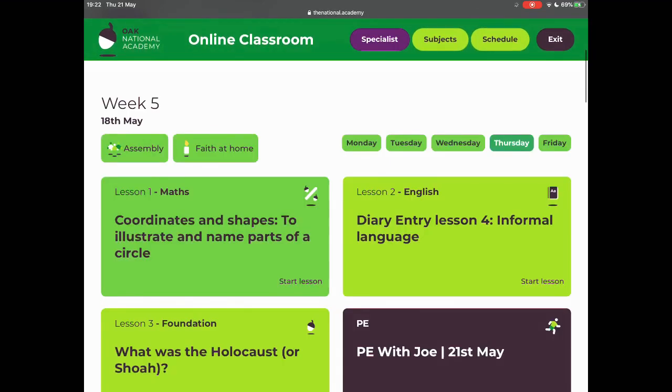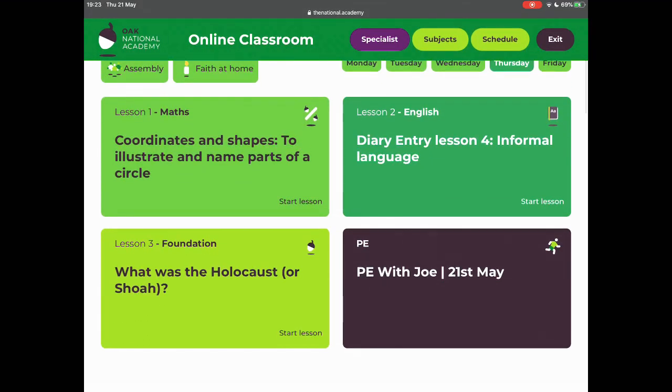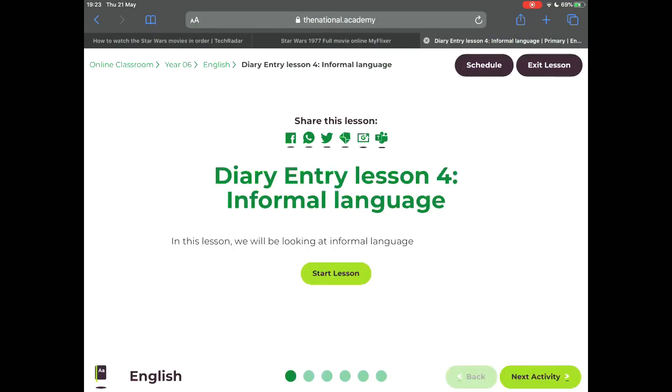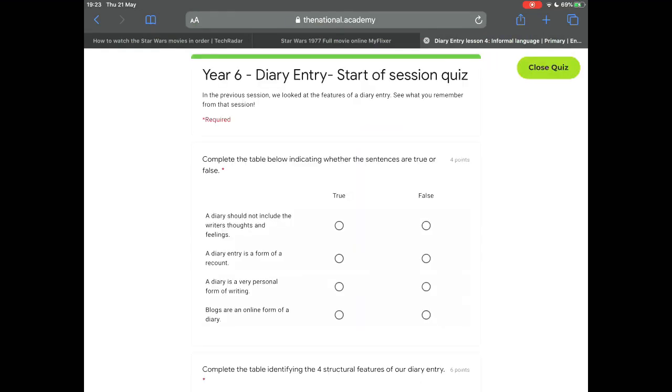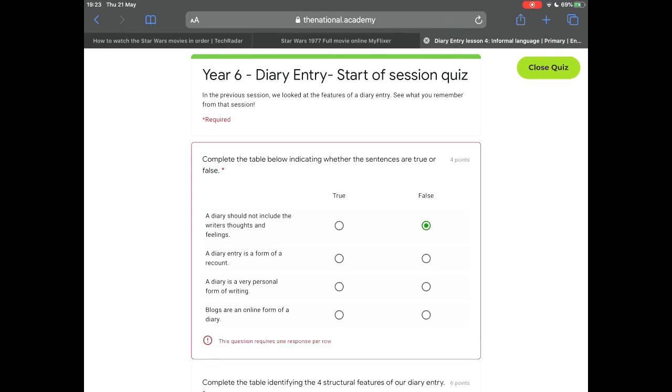After you've done this, you'd have Lesson 2, English, Diary Entry, Lesson 4, Informal Language. In this lesson, you're going to look at informal language. So first, you have an introductory quiz here. So complete the table below, indicating whether the sentences are true or false. A diary entry should not include the writer's thoughts and feelings. That's false. A diary entry is a form of recount. That's true. A diary entry is a very personal form of writing. That's true.